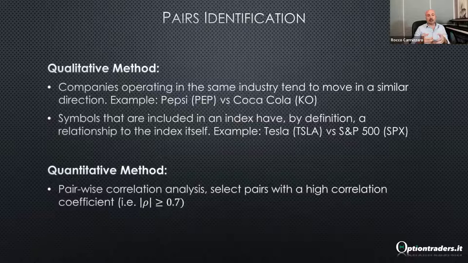Another way could be, for example, looking at an index and the symbols that are underlying that index. For example, Tesla and S&P 500. Why would we do that? Because by definition, if a symbol is part of an index, then that index was constructed using a formula that is weighted based on the values of that underlying, right? And so that relationship is already there, so we can use that relationship and exploit it whenever possible.